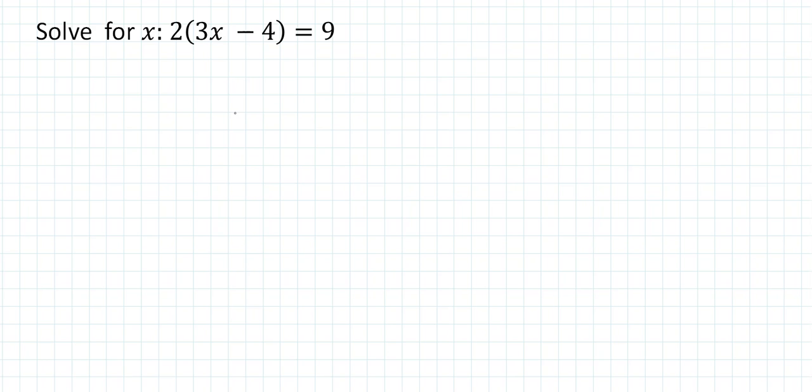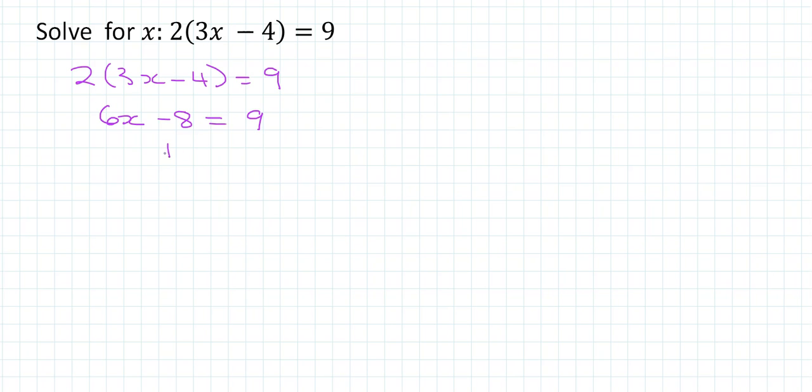The next example, we're going to distribute. Remember, distribute, isolate, solve. So we're going to write the equation first. It's just a habit I have. 2(3x - 4) equal to 9. So we're going to distribute. 2 multiplied by 3x is 6x, and 2 multiplied by negative 4 is negative 8, equal to 9.